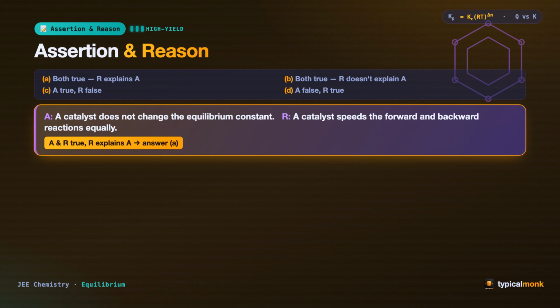First, assertion. A catalyst does not change the equilibrium constant. Reason. A catalyst speeds up the forward and backward reactions equally. Both statements are true, and the reason genuinely explains the assertion.